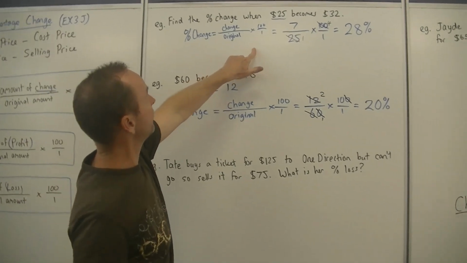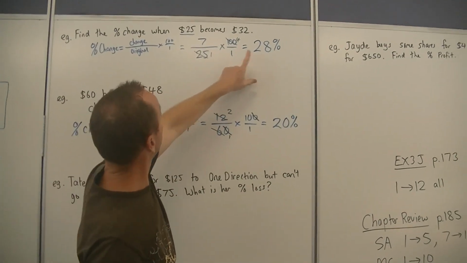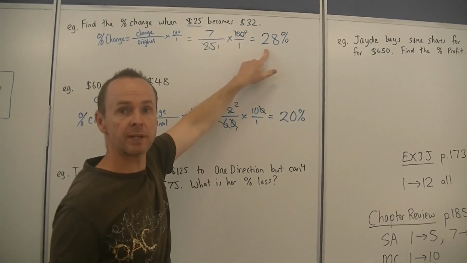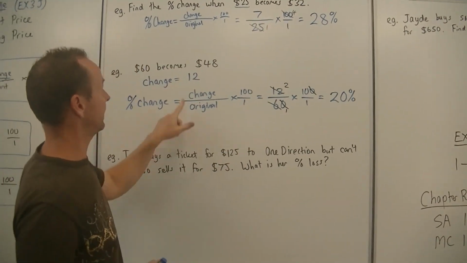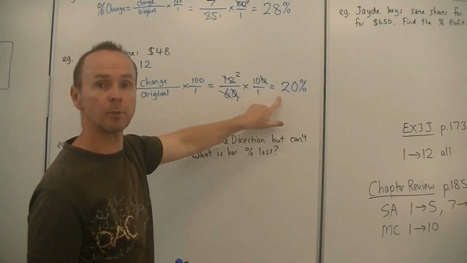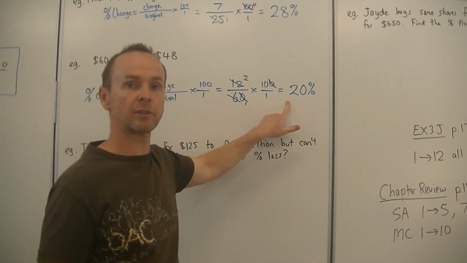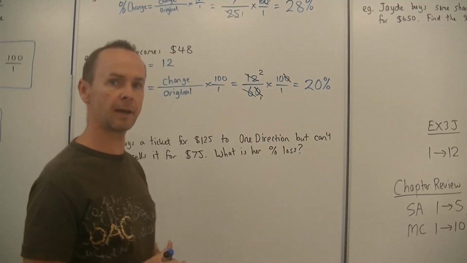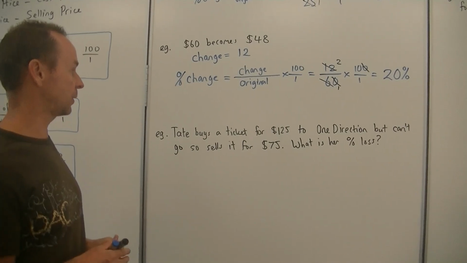Alright guys, let's go back to these questions. So, by the way, this one up here is a percentage change. It's increasing, so you'd say it's a profit or it's an increased change. And this one down here, because it's reducing, you could say it's a 20% loss or 20% reduction. So just make sure you're aware of that. Okay, let's go to the next question.